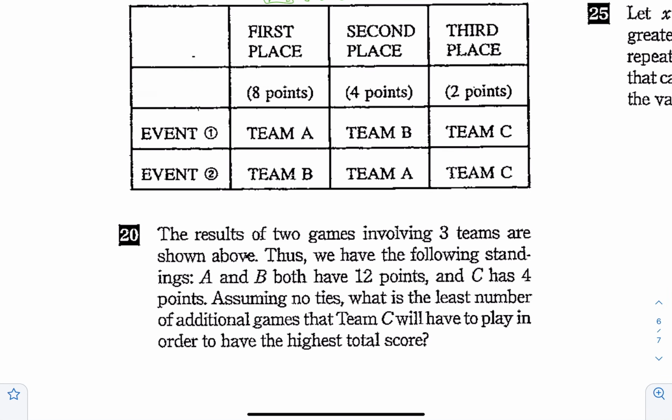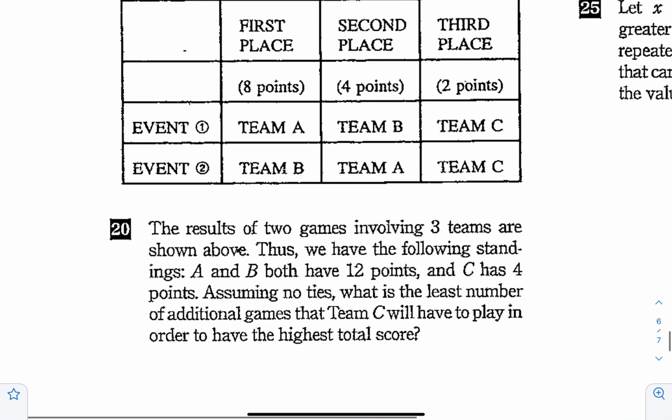Next, for number 20, the results of 2 games involving 3 teams are shown above. As we have the following standings, A and B both have 12 points. C has 4 points, and assuming no ties, what's the least number of additional games that Team C will have to play in order to have the highest total score? So for event 1, A got 8 points, and then for event number 2, A got 4. So A has 8 plus 4. Team B has 4 plus 8. And Team C has just 2 plus 2.